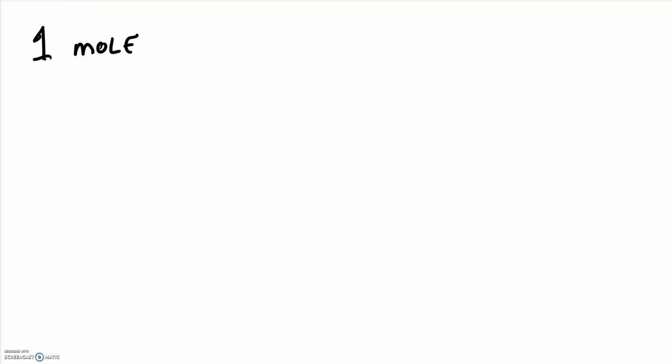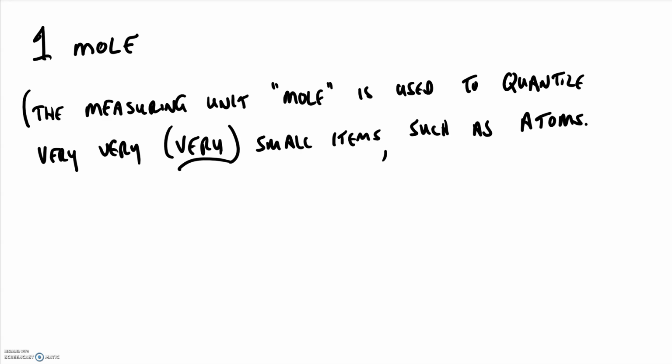One mole is the same thing, but it's a big number, and here's why. The measuring unit mole is used to quantify very, very, very small items, such as atoms. In other words, when you have objects that are really small, like atoms or molecules, whose size is on the order of 10 to the negative 8 centimeters, you need a lot of them to have an amount that's measurable. So 1 mole is 6.02 times 10 to the 23rd. That looks like this.